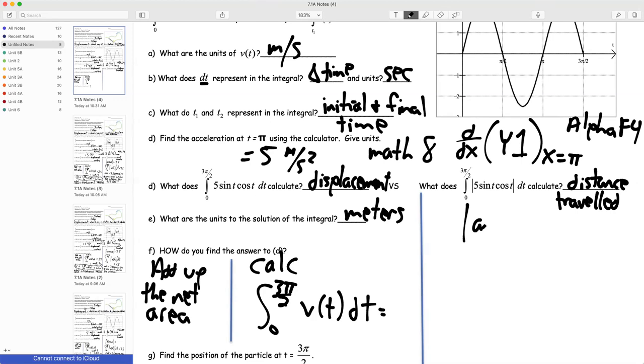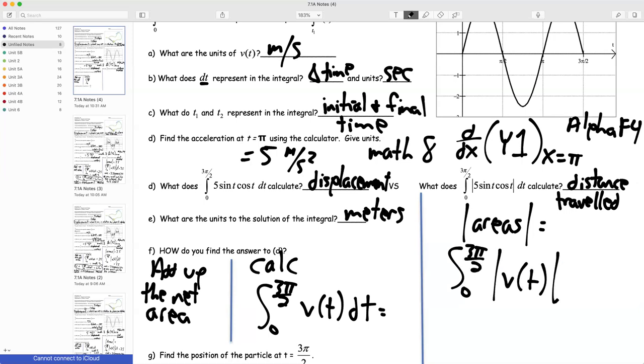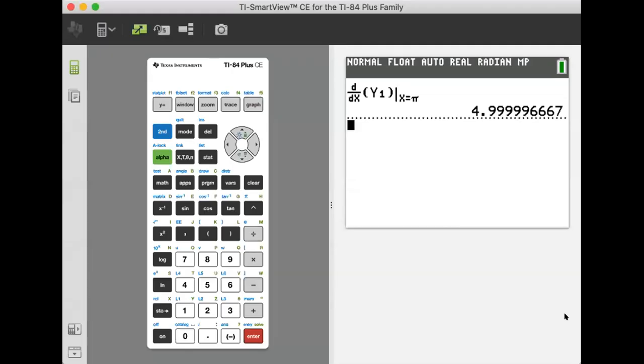Over here, if I take the absolute value of the area, that will give me the distance traveled. So my integral would be the integral from 0 to 3 pi over 2 of the absolute value, again not going to rewrite the equation, just v of t dt inside the absolute value bars. So now let me stop the share here and go back to the calculator.